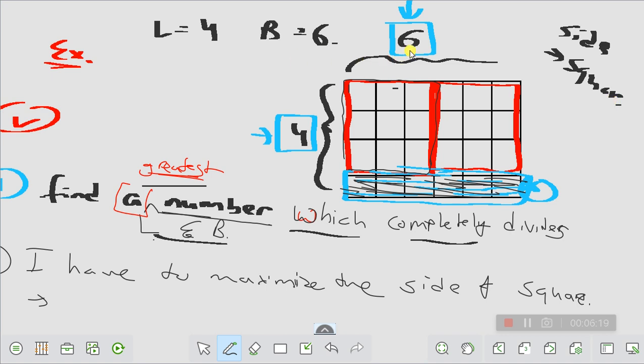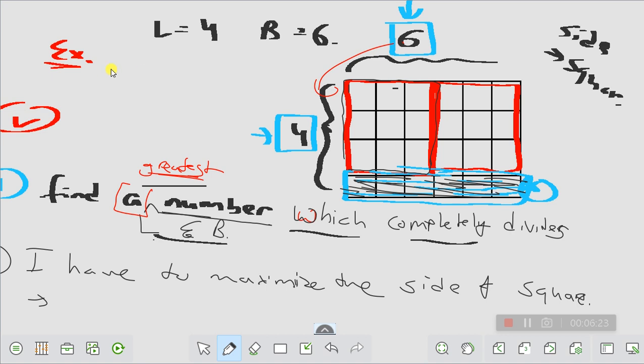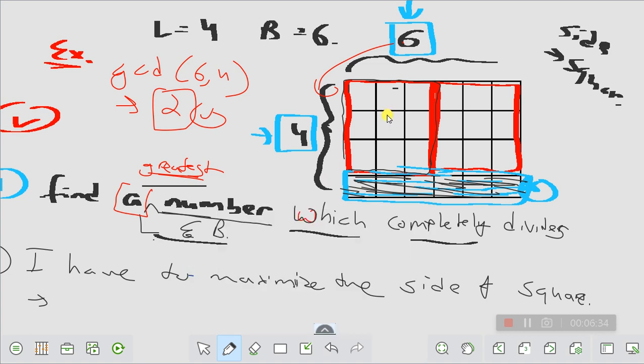How? Let's check for this. The GCD of 6 and 4 is nothing but 2, and it says that if I divide this rectangle into squares of side 2, then I'm going to have no residue. Let's check. This is my first square, this is my second square, and this is my third square. So yes, it is true that I'm not having any residue in the column side.